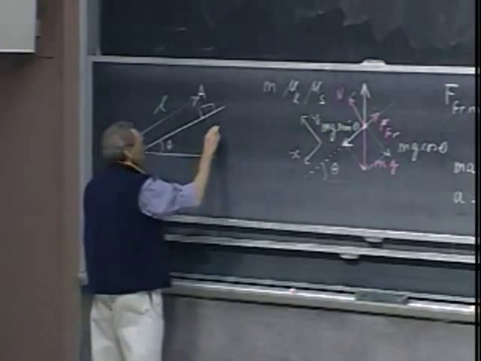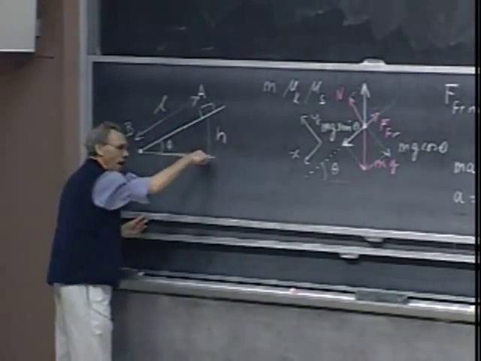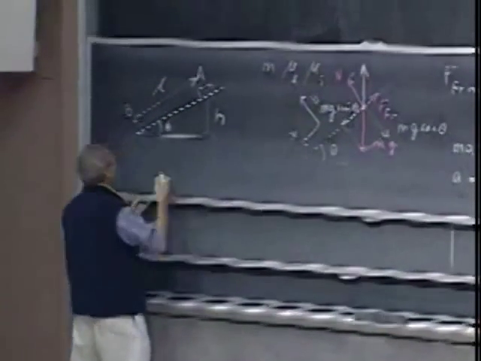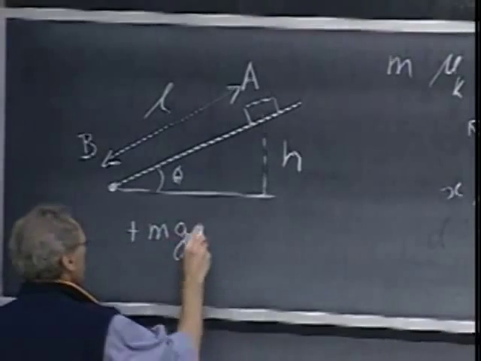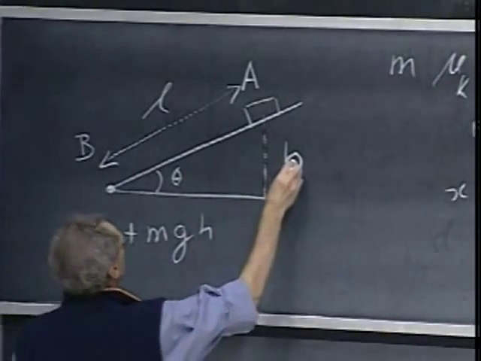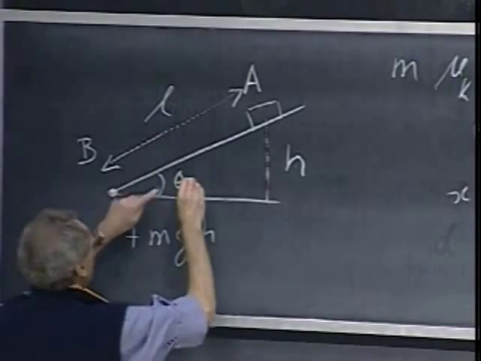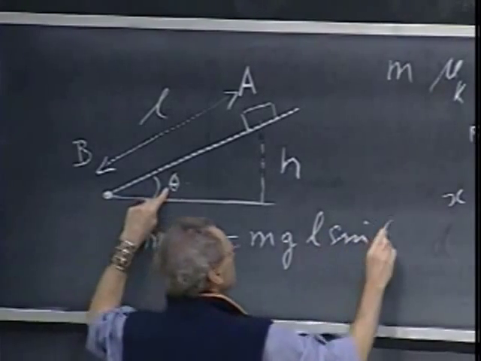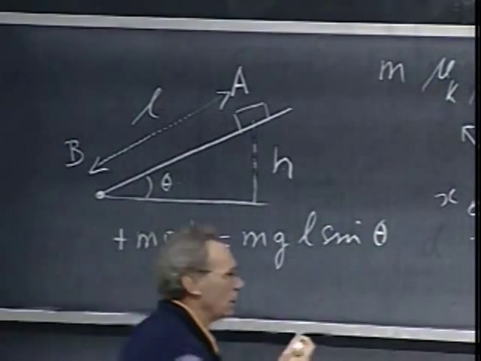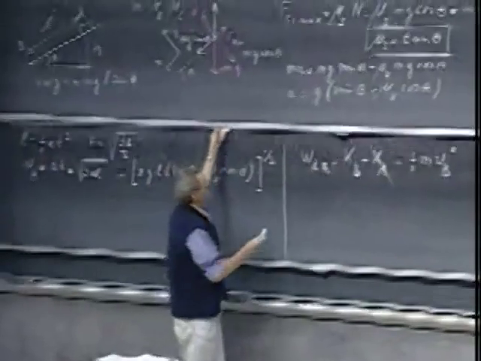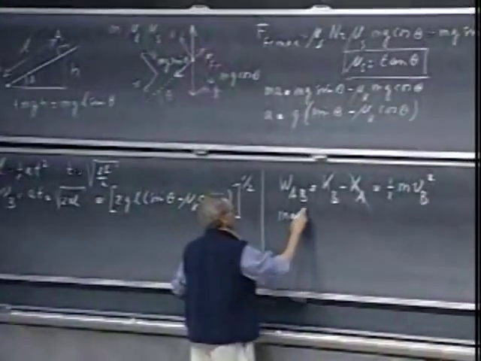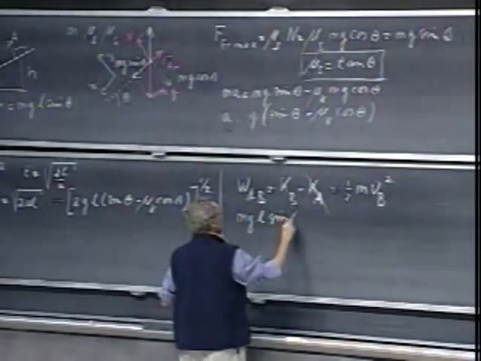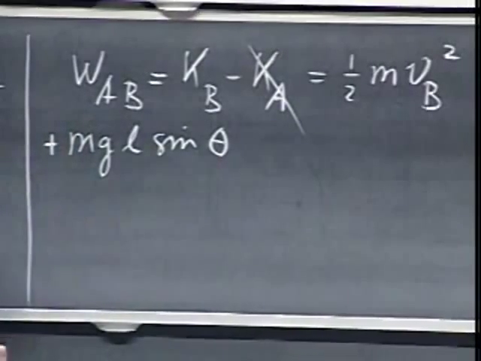Well, first of all, when it goes from point A to B, gravity is doing positive work. It's going down. And the amount of work that gravity is doing is plus mgh. But h divided by L is the sine of theta. So this is also mgL times the sine of theta. That's positive work done by gravity. So we have mgL times the sine of theta. That's the positive contribution by gravity.